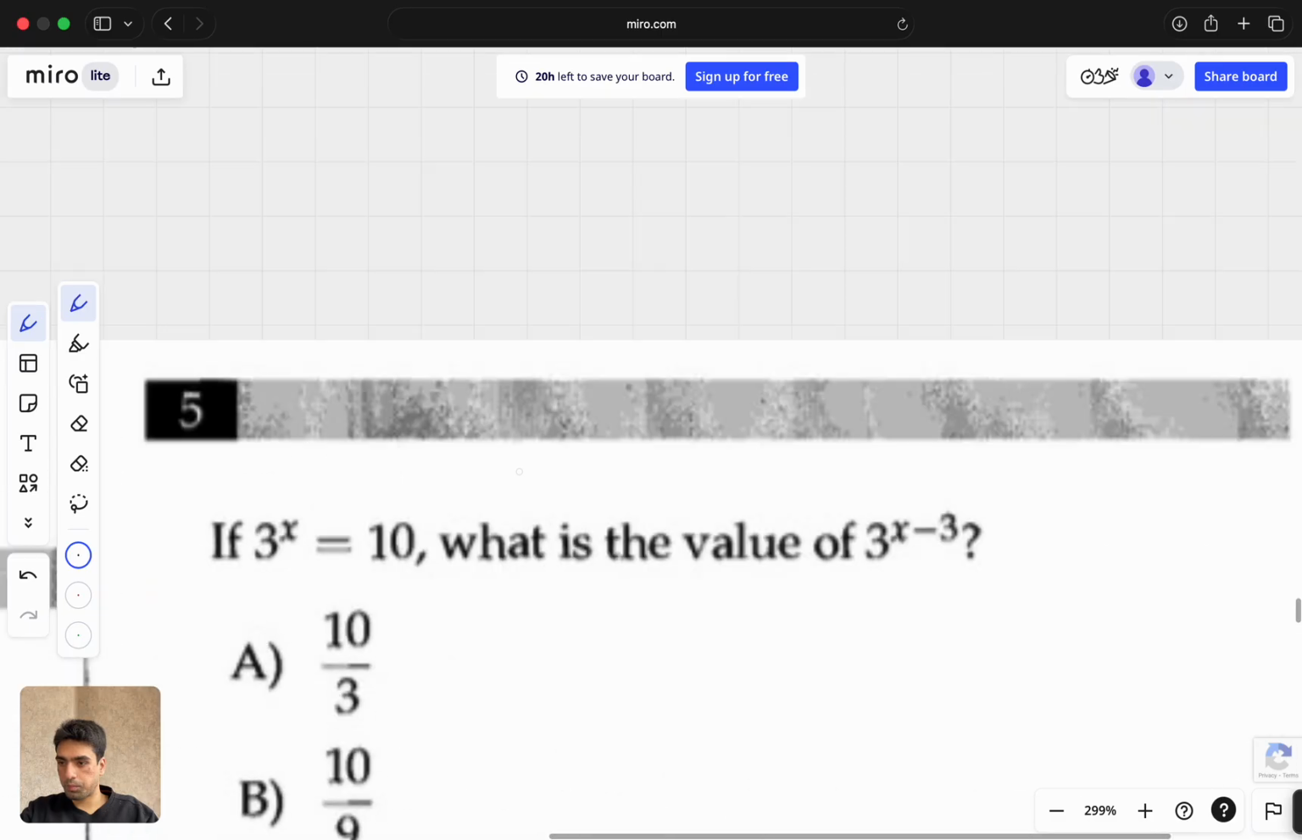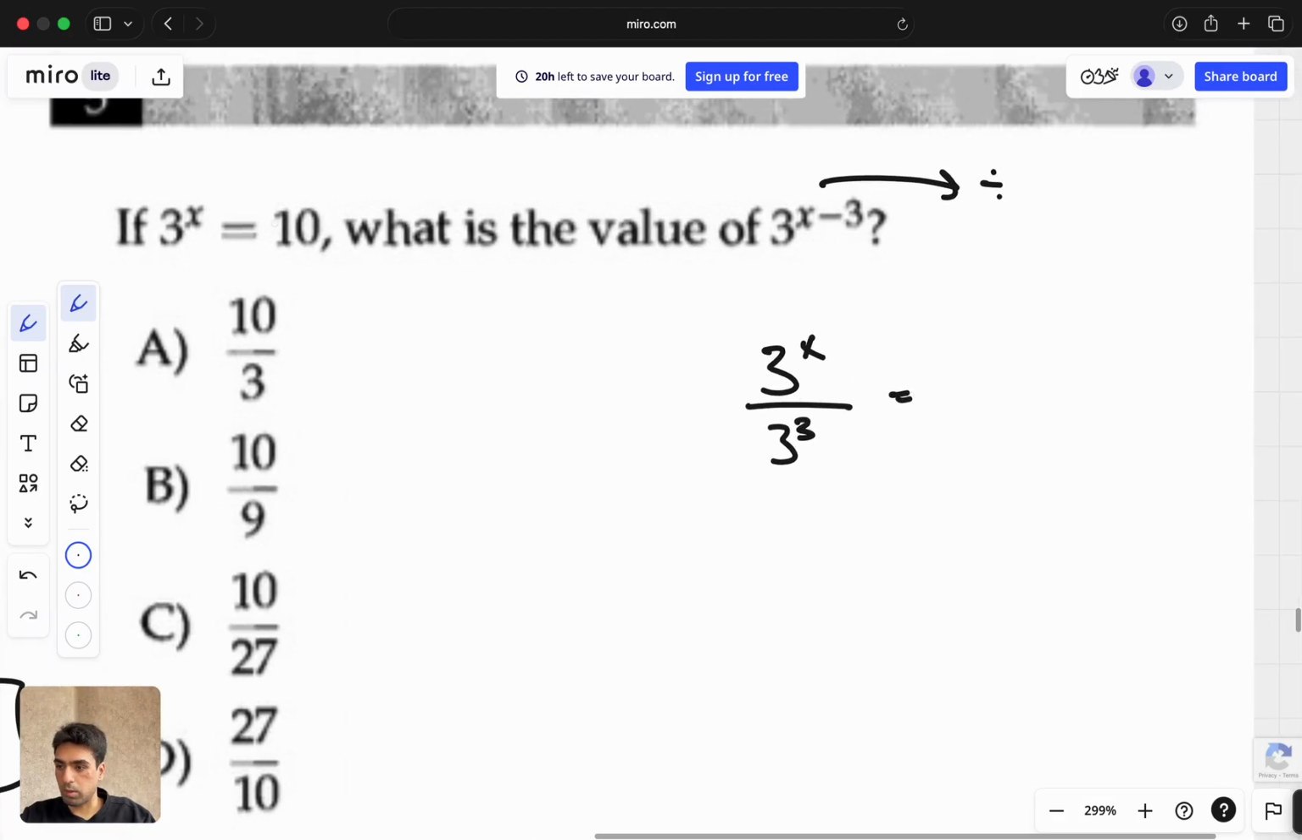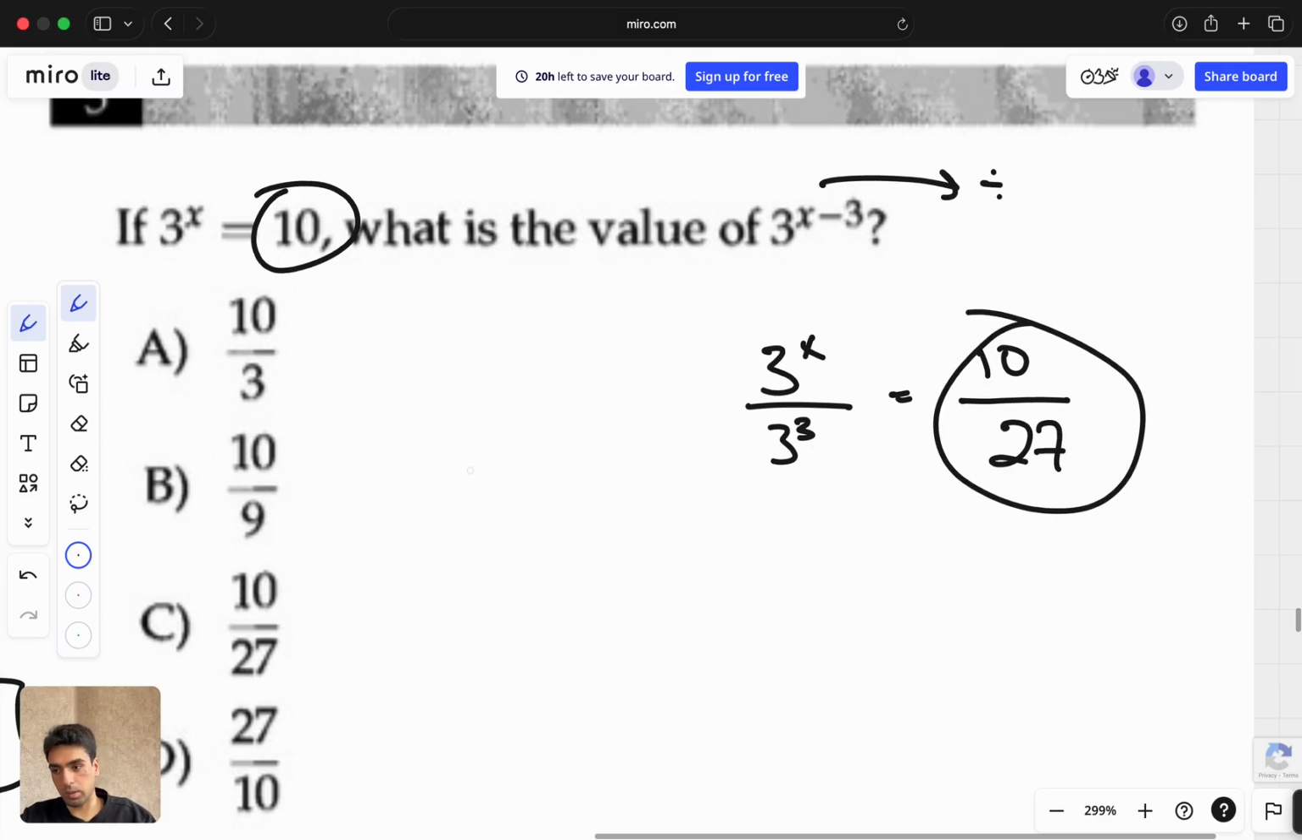Next, we have 3 to the power of x is equals to 10. And then we have to find 3 to the power of x minus 3. So you can write this as 3 to the power of x divided by 3 to the power of 3 because it's negative. Because it's negative, that means you have to divide the powers like that. So this is equals to 3 to the power of x, which is 10, over 3 cubed, which is 27. You get 10 over 27.